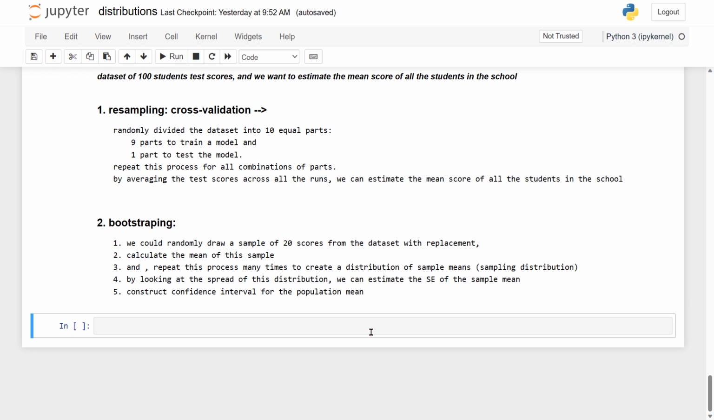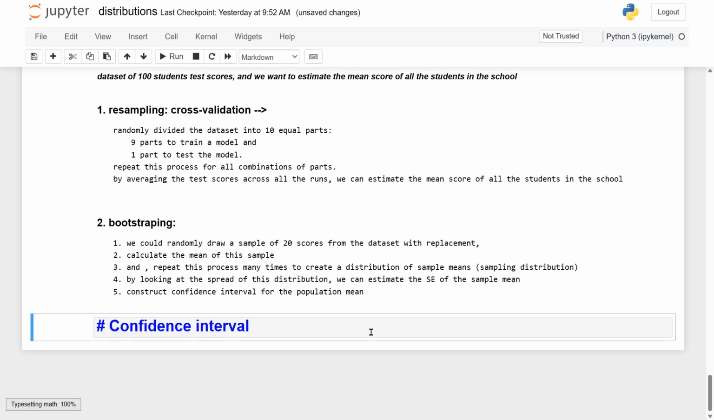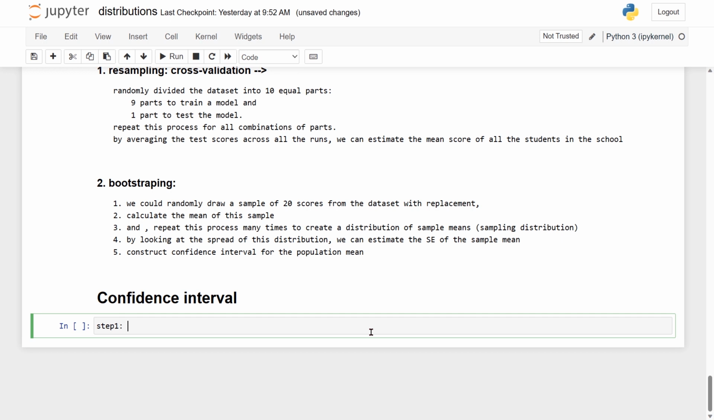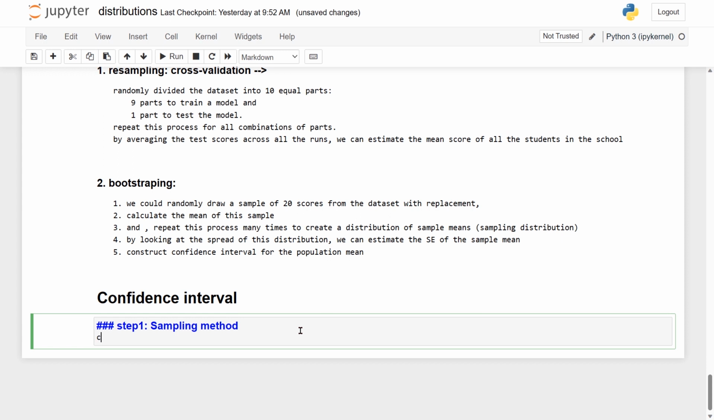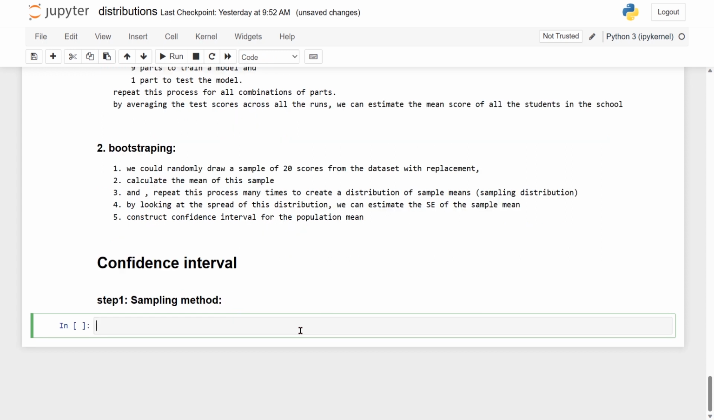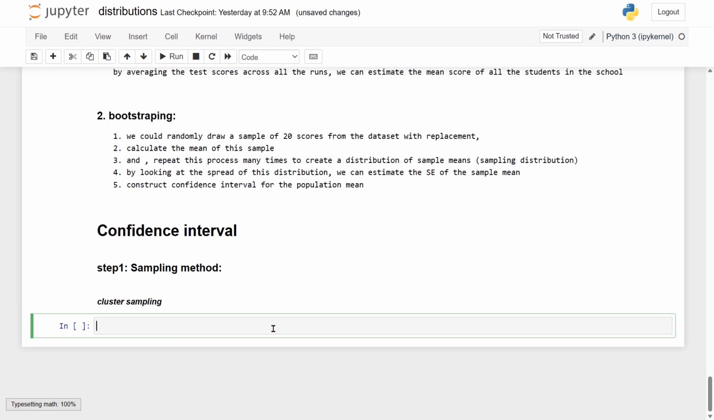So this is confidence interval. Step 1 is the sampling method. In this step 1, sampling method, we will be going with cluster sampling. Done. Now step 2.